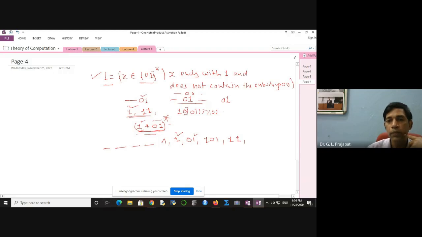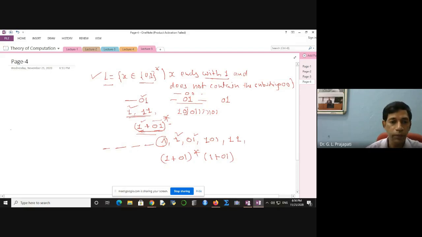And here you can easily come to know that x ends with 1. If x ends with 1, it means null is not a valid string on this side. So for removing this null, you can say here 1 plus 0 1, and you are making the Kleene star. Then further you can make the concatenation 1 plus 0 1. Okay.